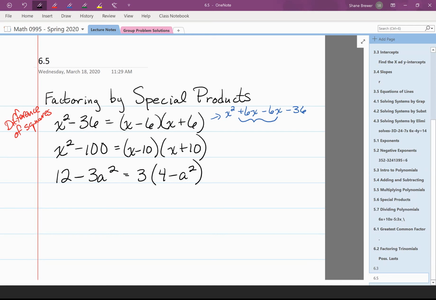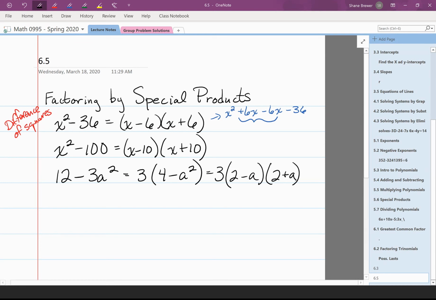Now, before we pulled out the 3, when we were back over here, we couldn't do anything really with it. But when you pull out a 3, you now have this, and this is a difference of squares. Something squared minus something else squared. And so it will factor. The 3 comes along. That's now part of the answer. But the 4 minus a squared will factor into 2 minus a and 2 plus a. And there it is factored.